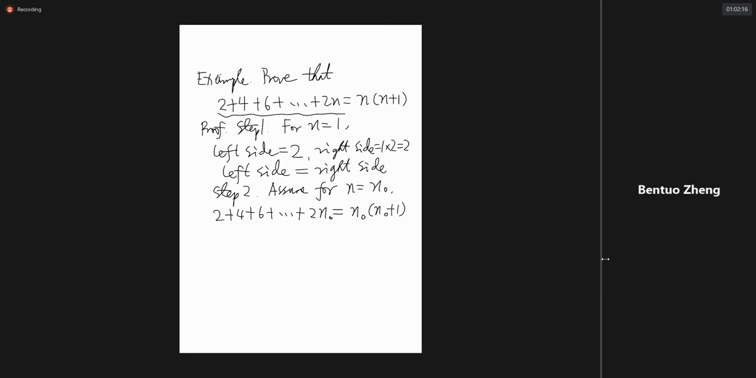All right, for n equals n0 plus 1, we first compute the left side. So the left side is 2 plus 4 plus 6, and the last term is 2 times n0 plus 1.